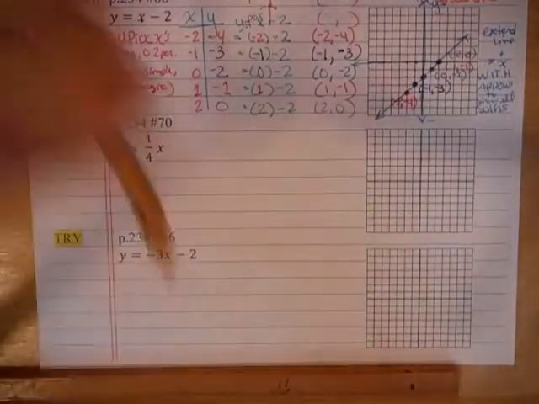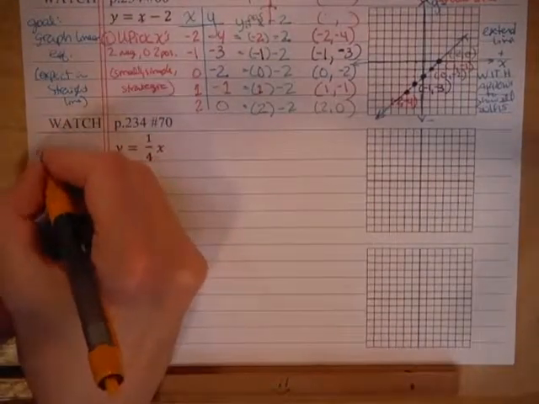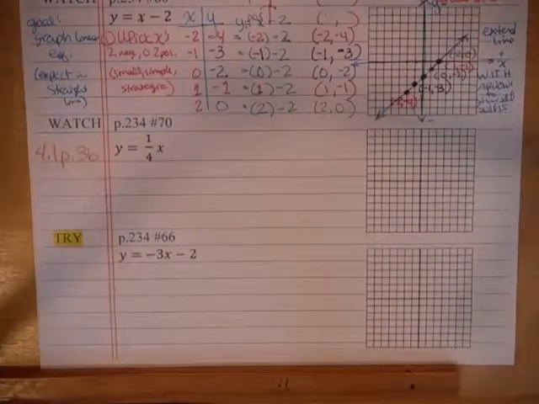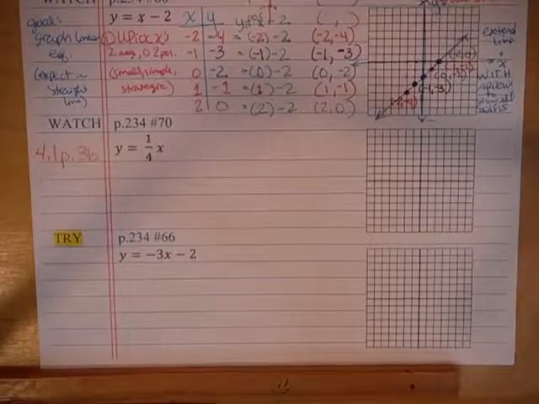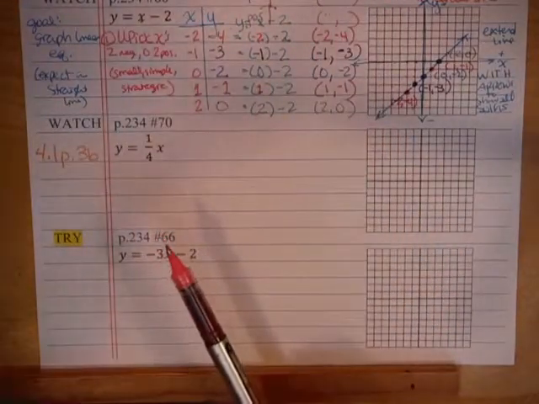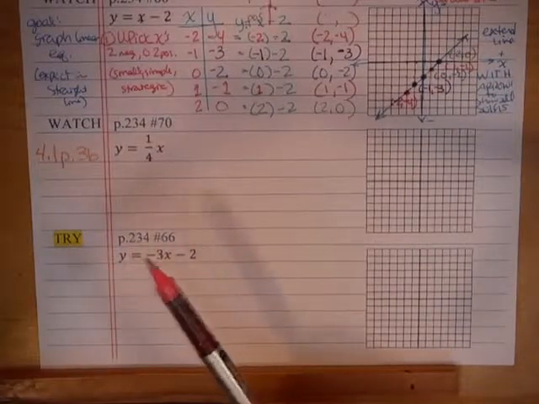Okay, here we are at the bottom of page 3. We're in section 4.1, page 3, the bottom of the notes. And the instructions, which are now out of sight on the screen, but up at the top of the page, said graph each linear equation by finding at least 5 solutions.